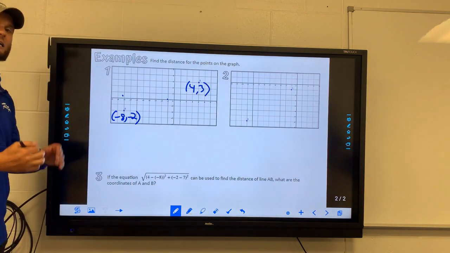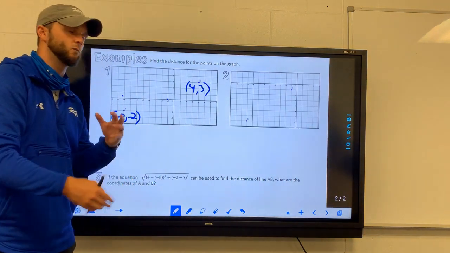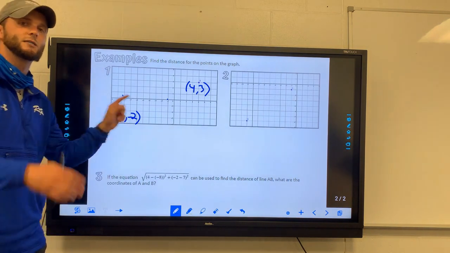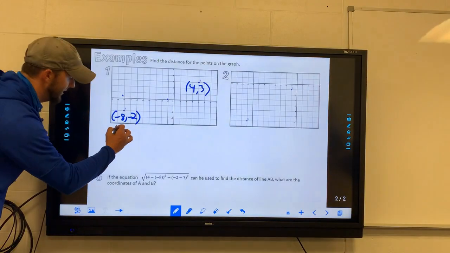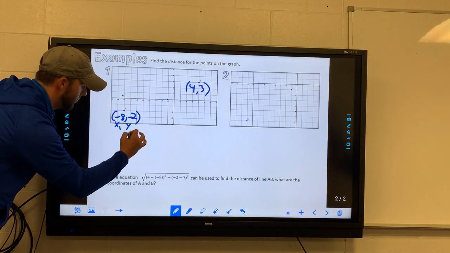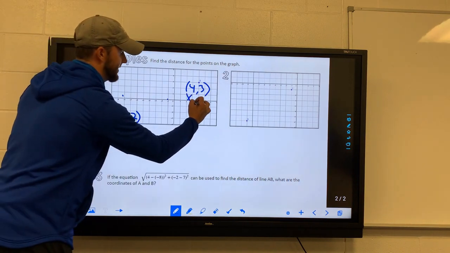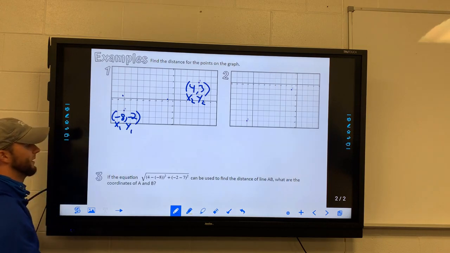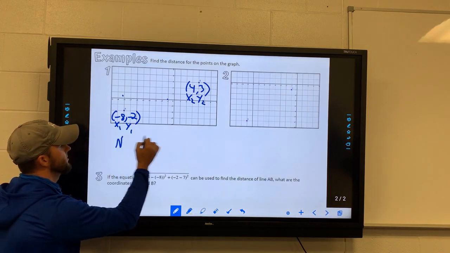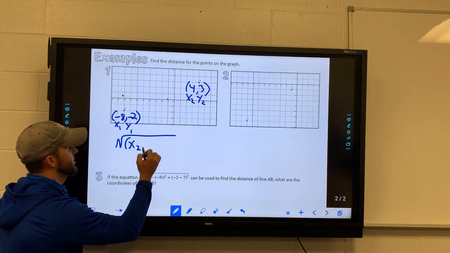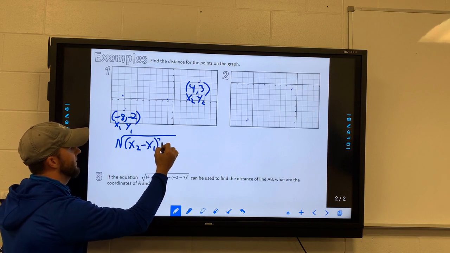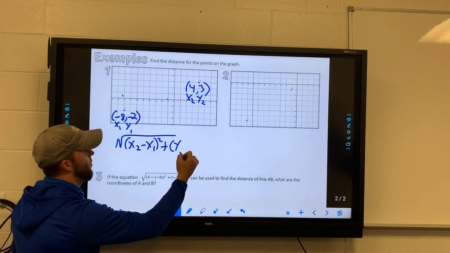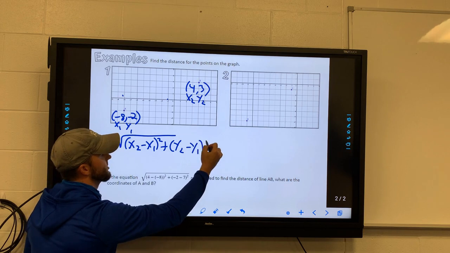So again, it doesn't matter how I label the points, whether I make these the 1s or these the 2s, as long as I label them. So I'm going to make this x1, y1. I'm going to make this x2, y2. So here we go. So let's go and plug my formula in. So the square root of (x2 minus x1) squared plus (y2 minus y1) squared.